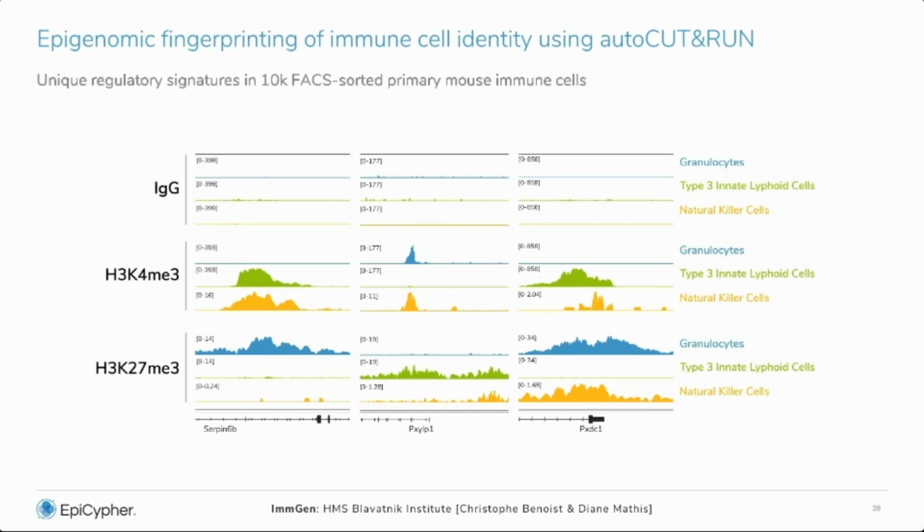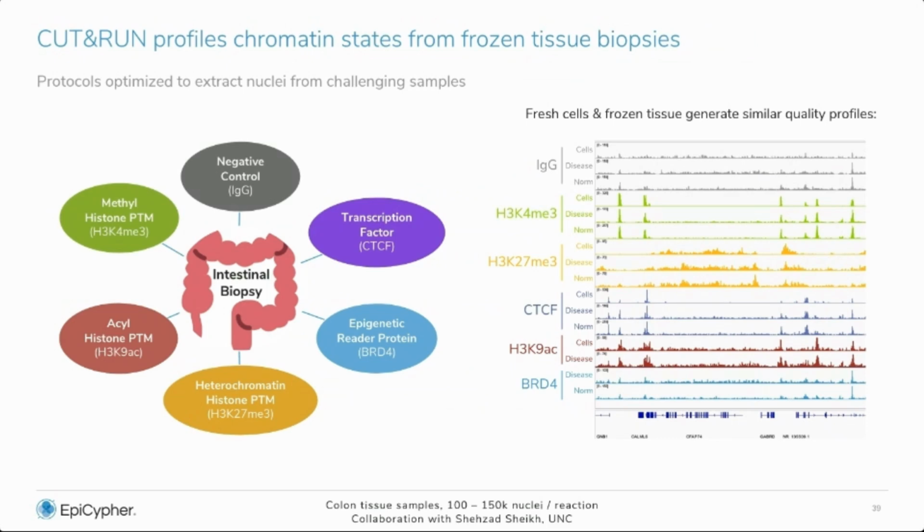And then you see a completely different pattern at the next locus, which I can't pronounce, PXYLP1, where in granulocytes K4 tri is high, but then K27 tri is absent, and this is distinct from the other two cells. So this is very exciting to see, and we're looking forward to seeing how the data comes out at the end. Okay, so switching gears now.